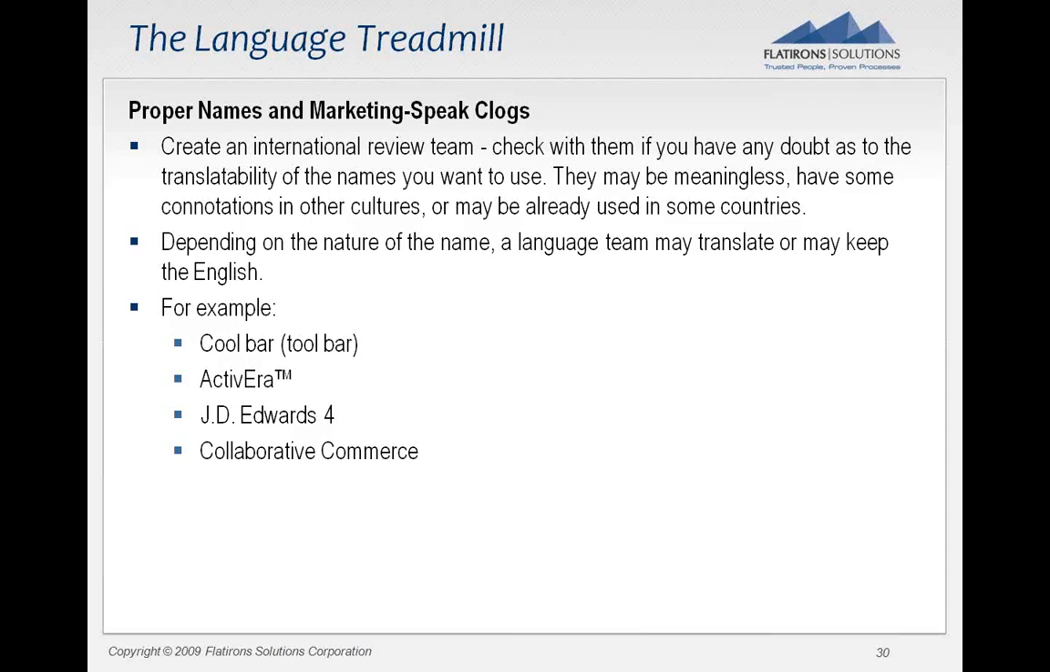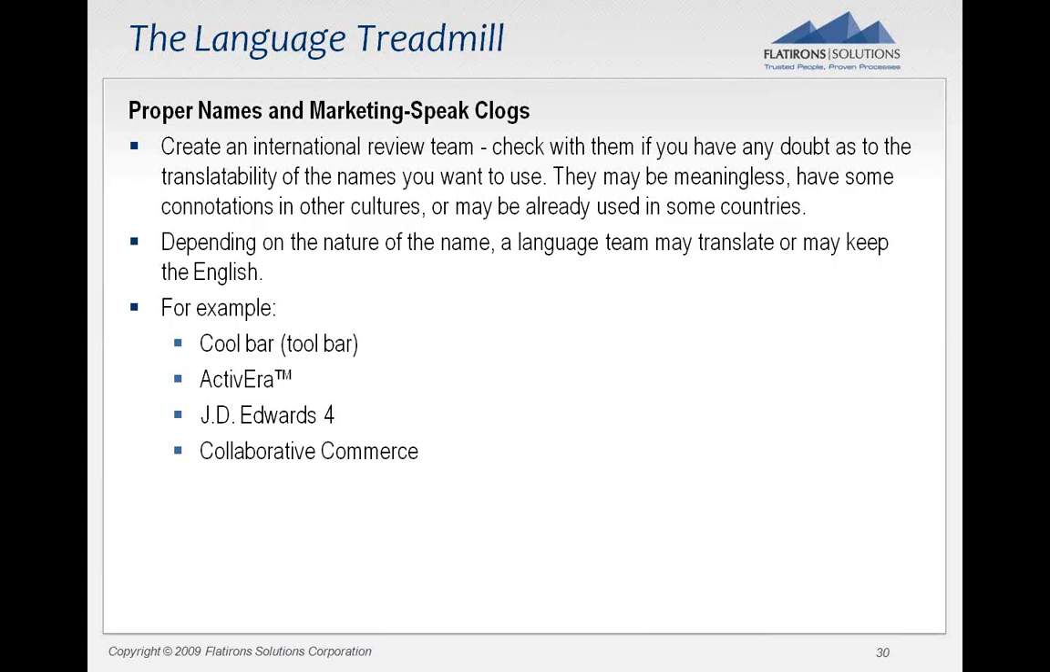Other clogs that I consider trans fat, clogging the arteries to your markets, are coined words and marketing speak. We had something called the cool bar. Well, the cool bar sounds fun and great for programmers, well, for anybody who thinks things are cool, but there's really no corollary for something that is cool in China that would have any relevancy or any meaning.